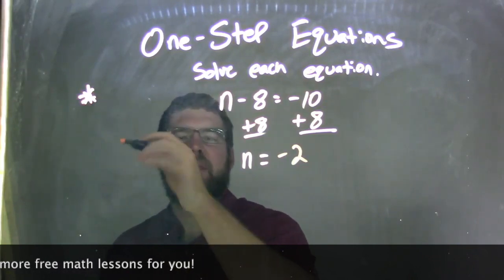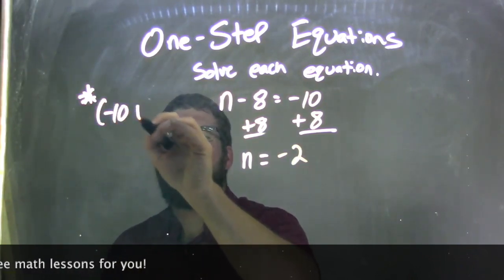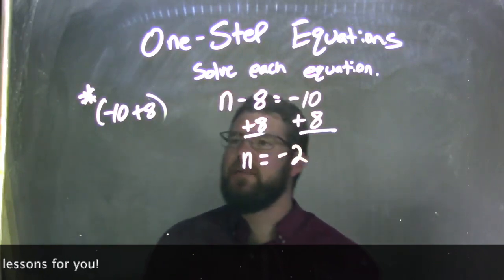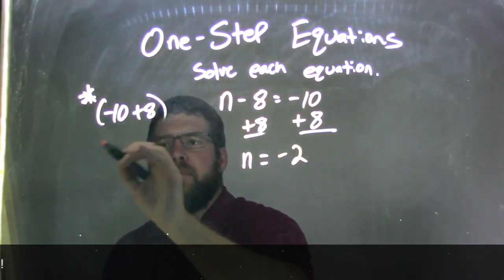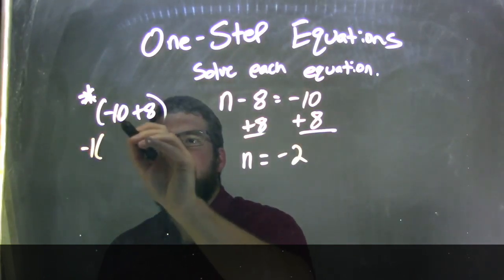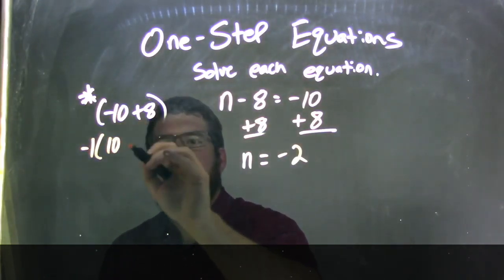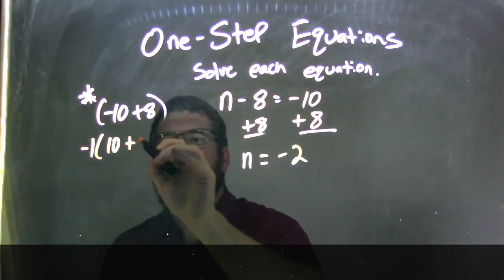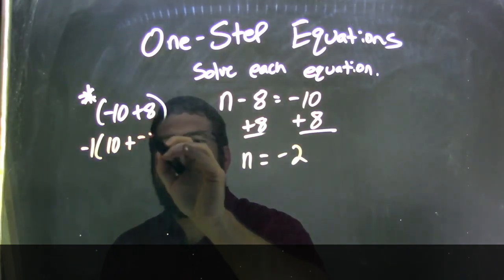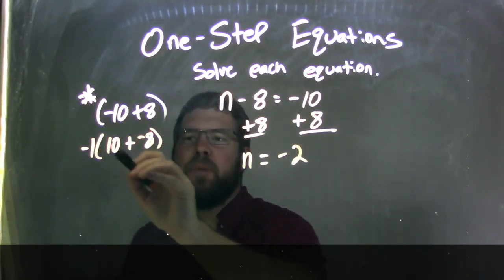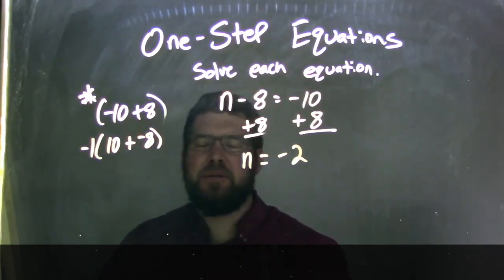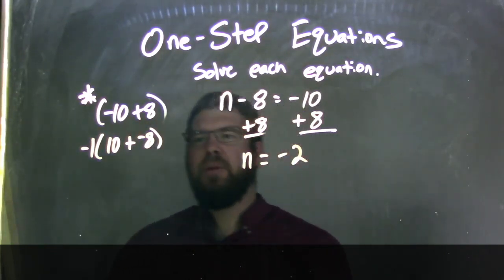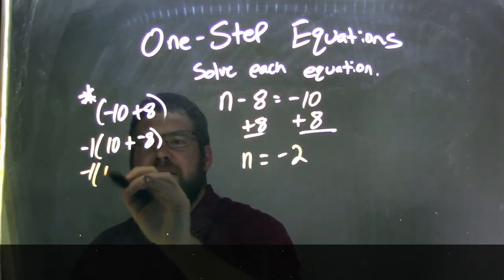Another way of seeing it. I have negative 10 plus 8, okay? Well, negative 10 plus 8, if I pull out a negative 1 from that, negative 10 becomes a positive 10. Plus, if we pull out a negative 1 from the 8, it's a negative 8 now. So notice if I multiply it back in, I get my same original. If I distribute the negative 1 back in, I'll get my original answer up there. Now it's a little easier.